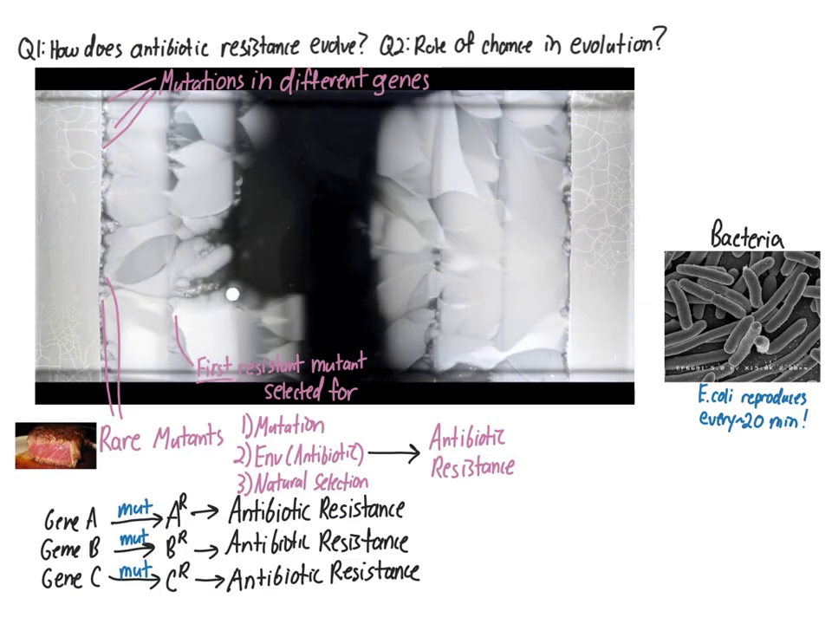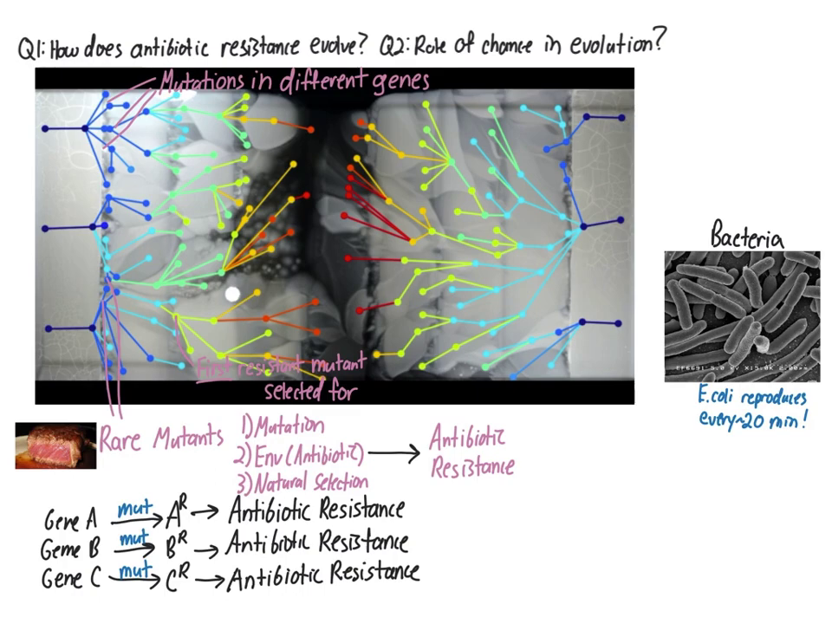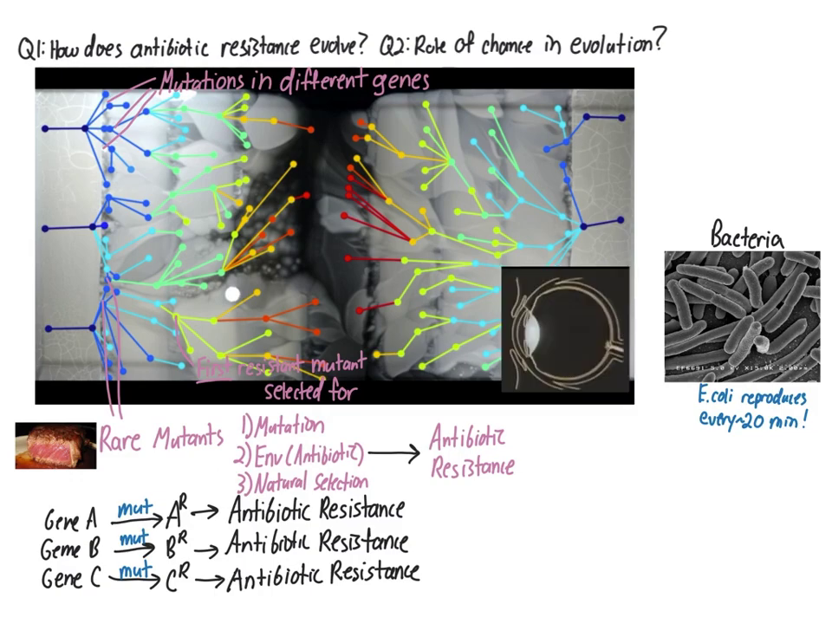And if we go to the end of the video, we can see that many mutations were needed to colonize the highest concentration of antibiotic. Each dot represents a new mutation that was acquired along the way. And just like we saw with the evolution of the eye, multiple rounds of mutation and selection are required to obtain resistance to high concentrations of antibiotic.